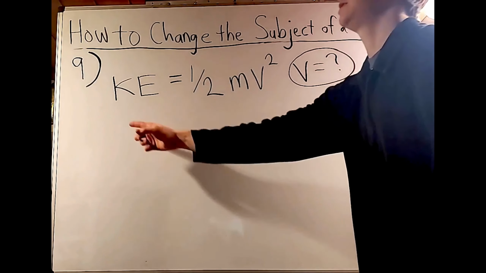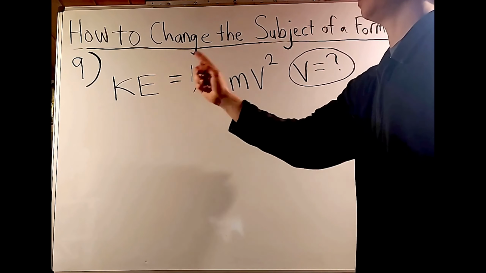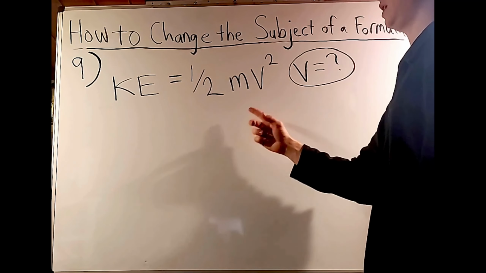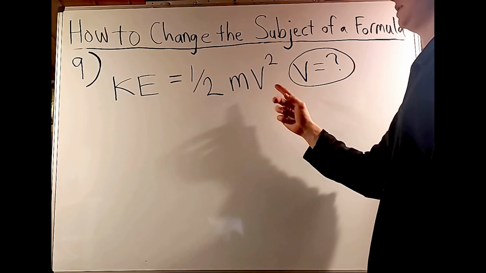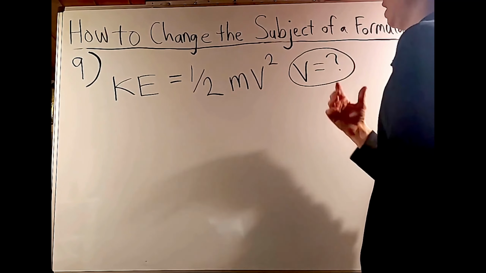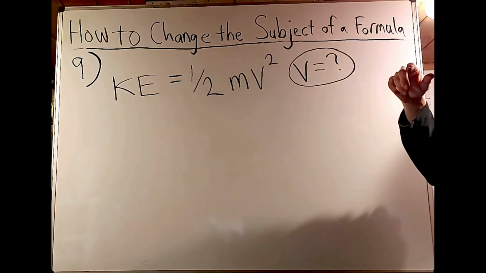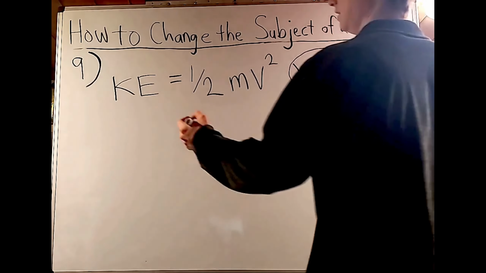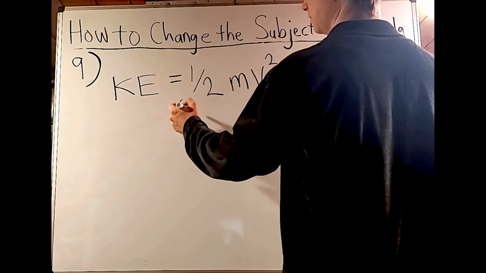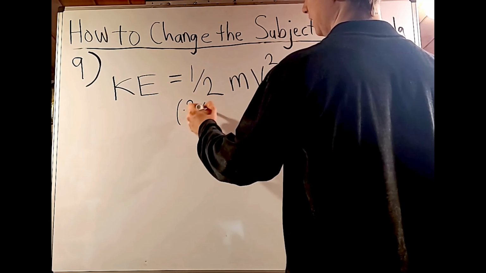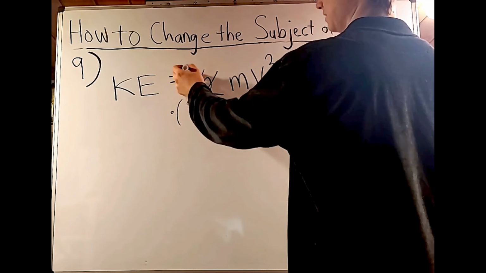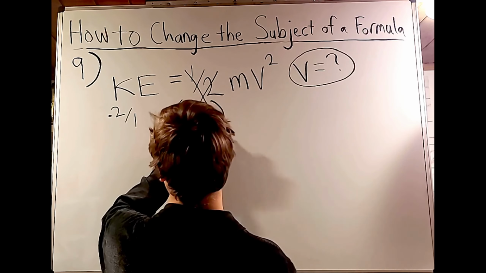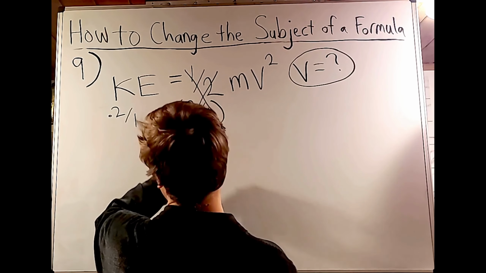Next, number 9. The kinetic energy of a moving object is equal to 1/2 times the mass of the moving object times the velocity squared of that moving object. We want to find the velocity. First, it would be a good idea to get rid of this fraction. We're going to do the same thing that we've been doing before, and multiply that fraction by the reciprocal, which will cancel this out. And whenever we have 1 over something, it's just going to be that whole number. So 2 over 1 is the same thing as 2.